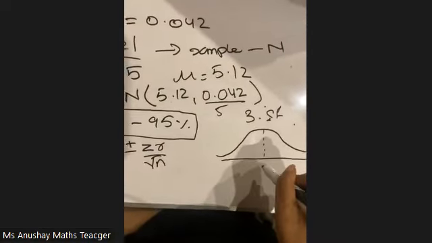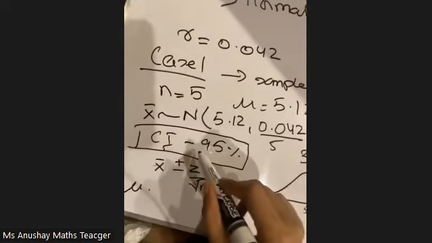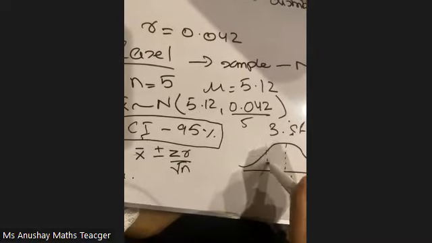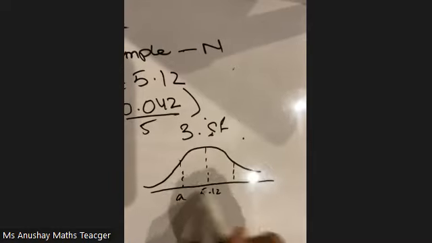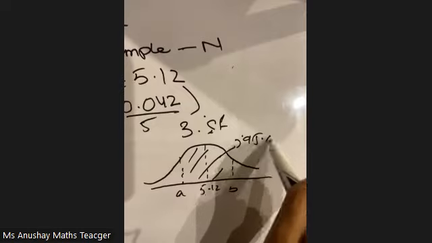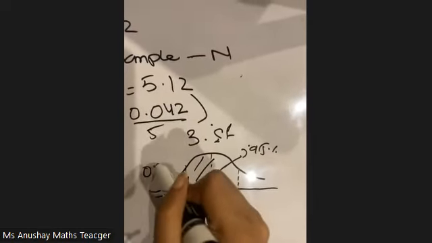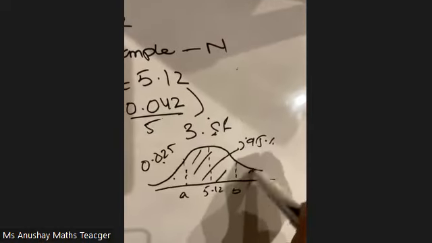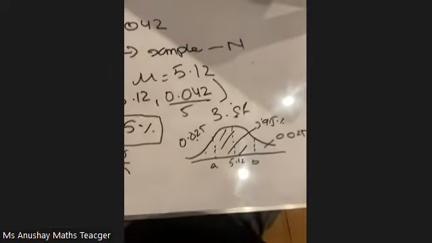Our confidence interval is 95%. This means between these values, A and B, it is 95%. So this would be 0.025 and this would be 0.025. So first, what are the steps? I'll do step by step, okay? I'm gonna shift this over here. Wait.